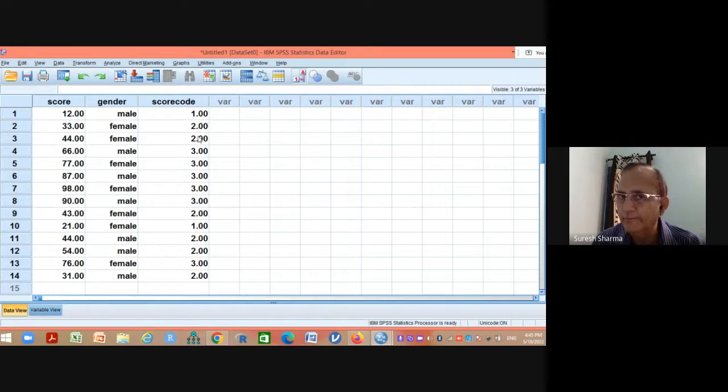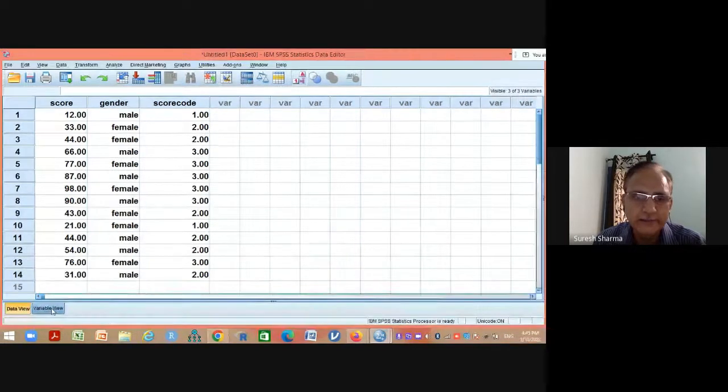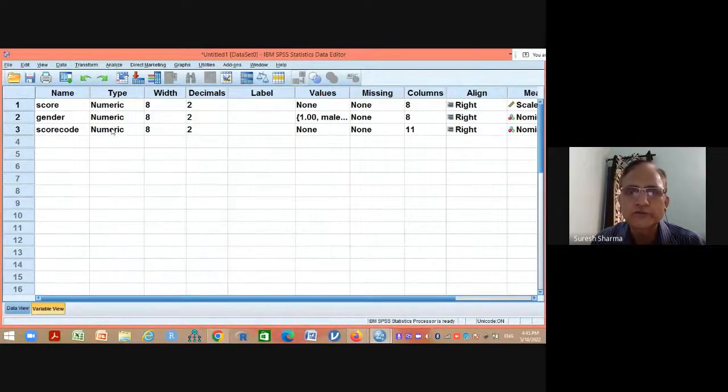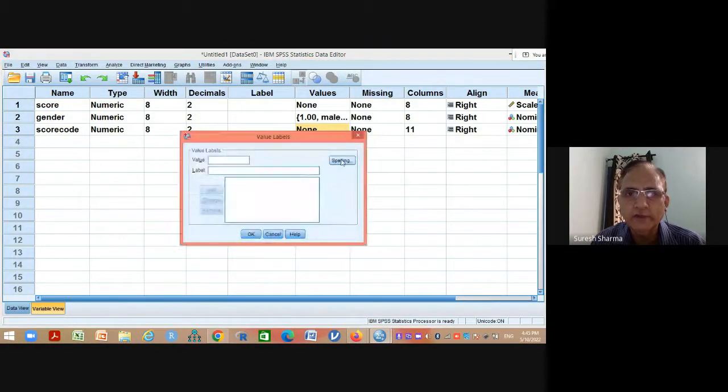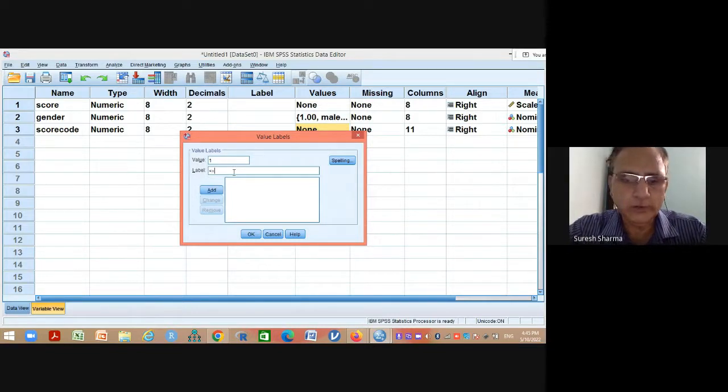Now you can label them, just as we have done the labeling for male and female. So you know how to assign labels. Go to Variable View. In score code, you click on the values, and let's say code 1 was less than or equal to 30.